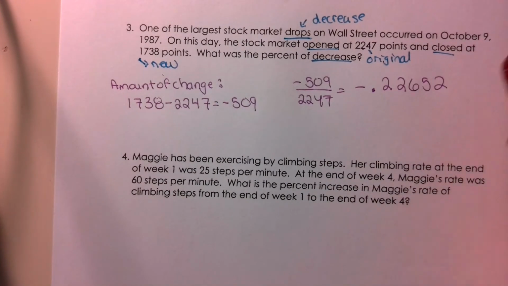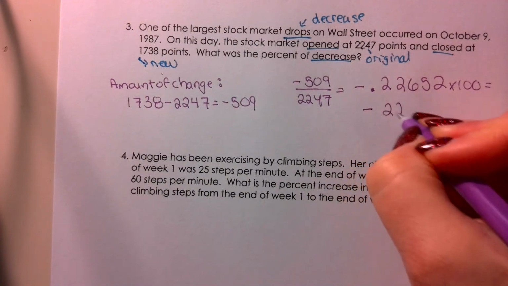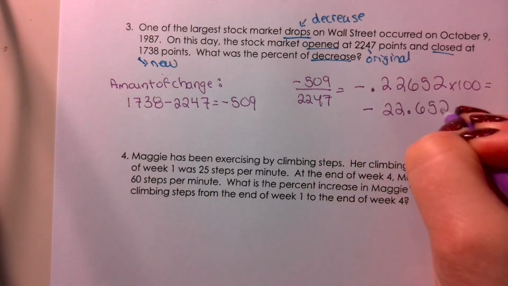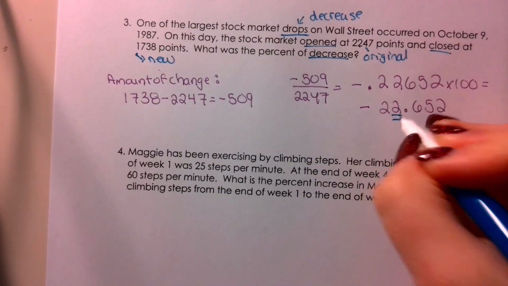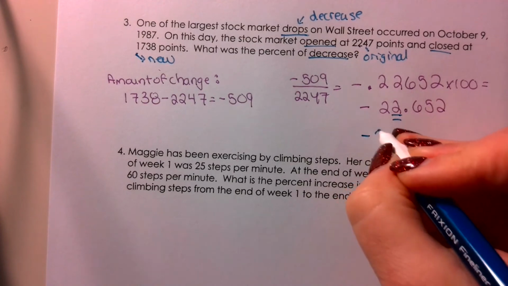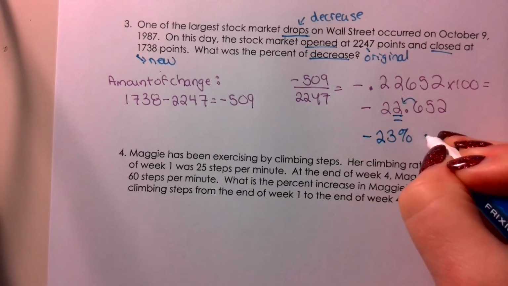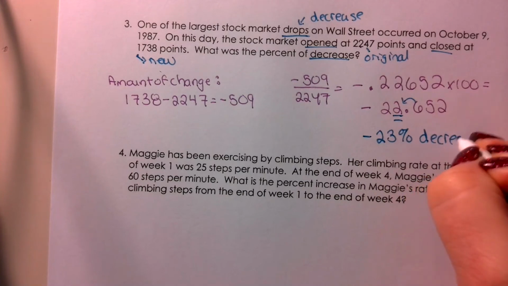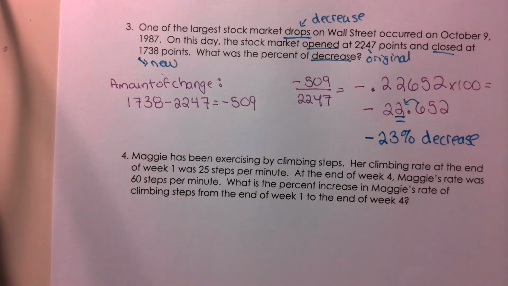Now I need to multiply this by 100. And I will get negative 22.652. Remember, I want to round to the nearest whole number. So that's negative 23%, 5 and above. And it is a decrease, which the negative, of course, implies.